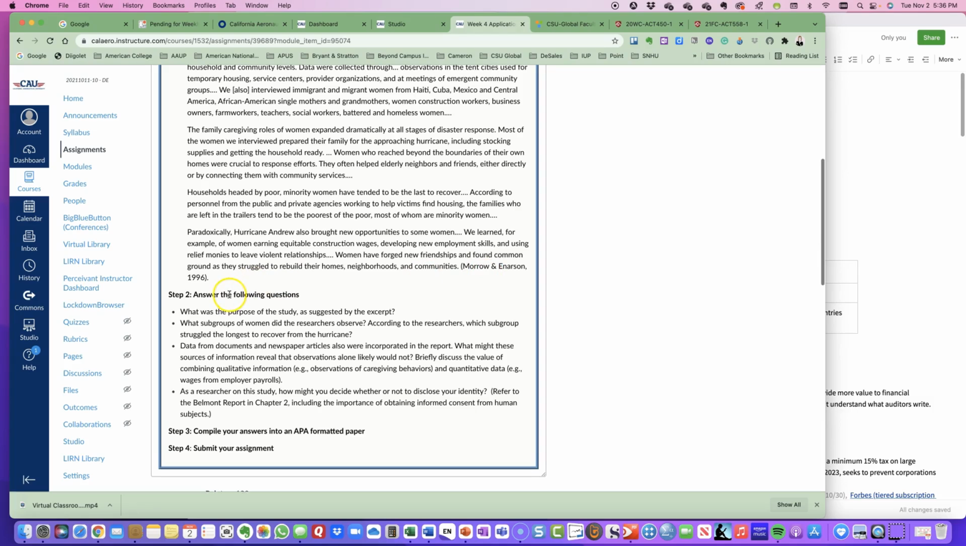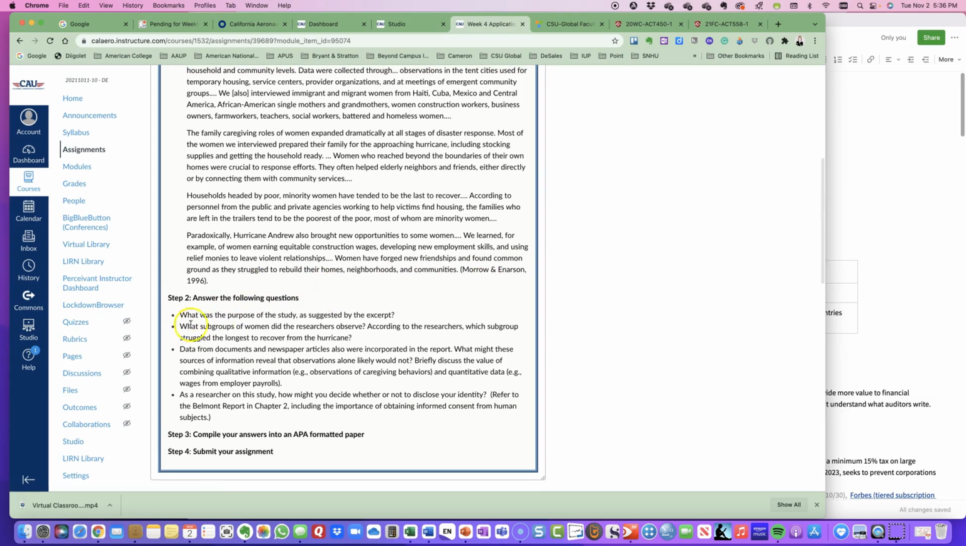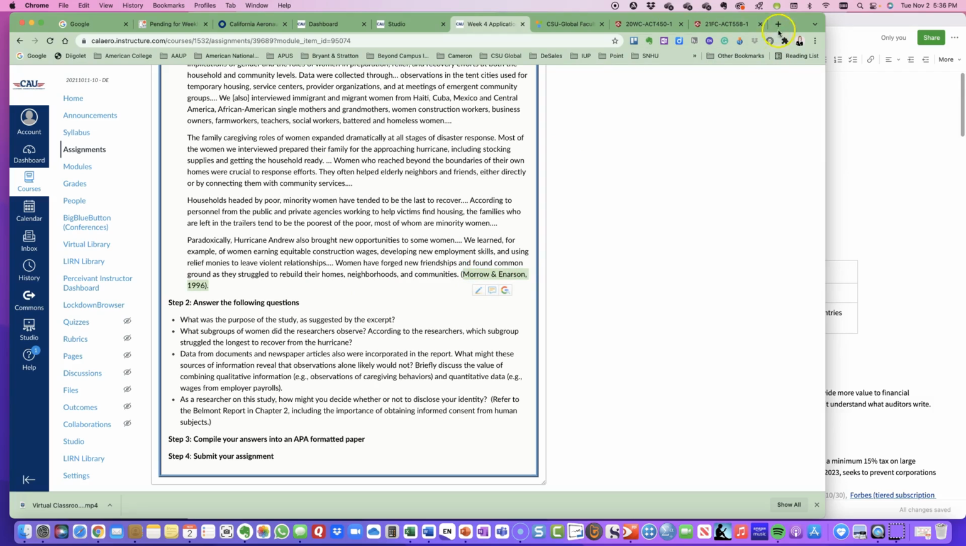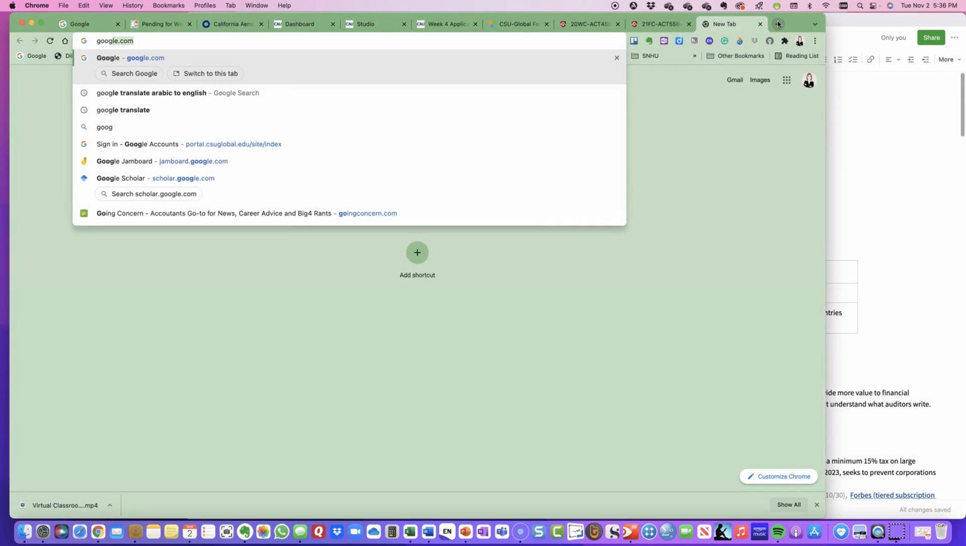So what you're going to do here is, what was the purpose of the study as suggested by your reading of this? And if you want to read more, you can look for Morrow and Enarson, 1996. And let's just click that and let's go into Google Scholar here.